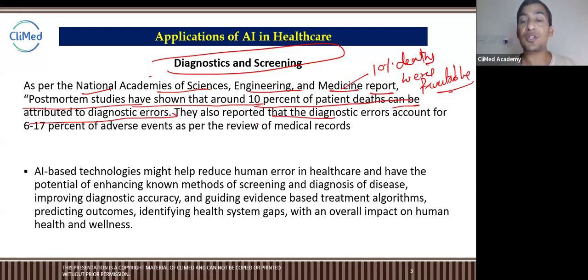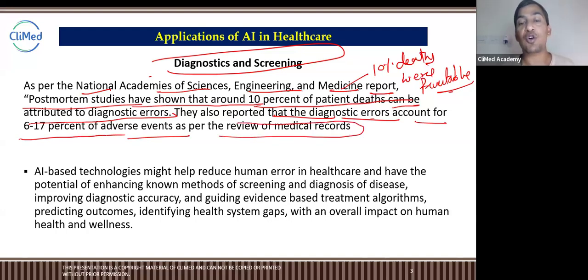They also reported that diagnostic errors account for around 6 to 17% of adverse events as per the review of medical records. So out of 100, 17 are getting side effects or adverse events, just because of proper diagnostic problems.